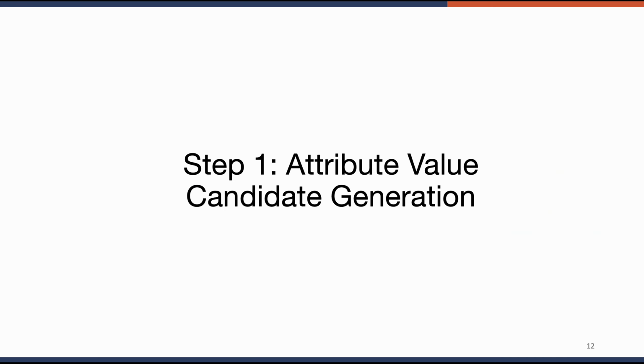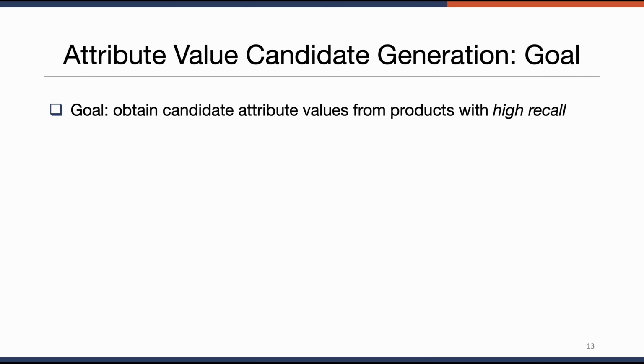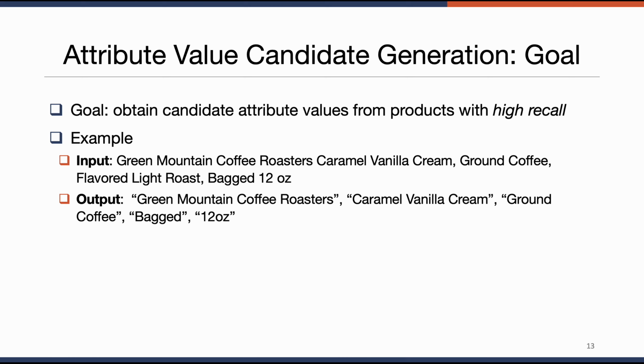Now, the first step, attribute value candidate generation. In our first step, our goal is to obtain candidate attribute values from products with high recall. So for example, our input might be a coffee product, and for the output, we want to segment this coffee product title into candidate attribute values such as Green Mountain Coffee Roasters, Caramel Vanilla Cream, stuff like that.